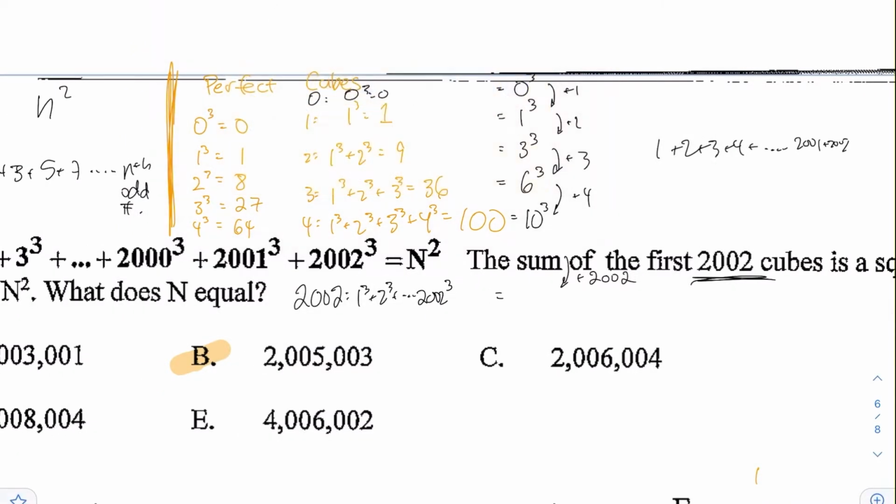So here, because you have a consecutive list of numbers, you can just pair them up using the rainbow method. Each pair is 2003, and specifically you have 1001 pairs of 2003. So if you multiply 1001 times 2003, you get that the sum of the first 2002 cubes will be 2,005,003 squared, and that's choice B.